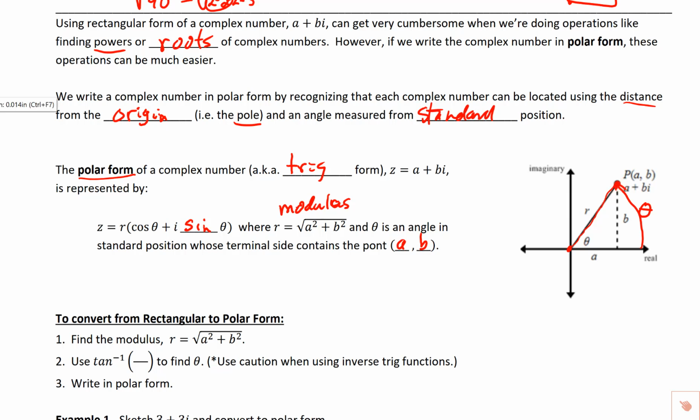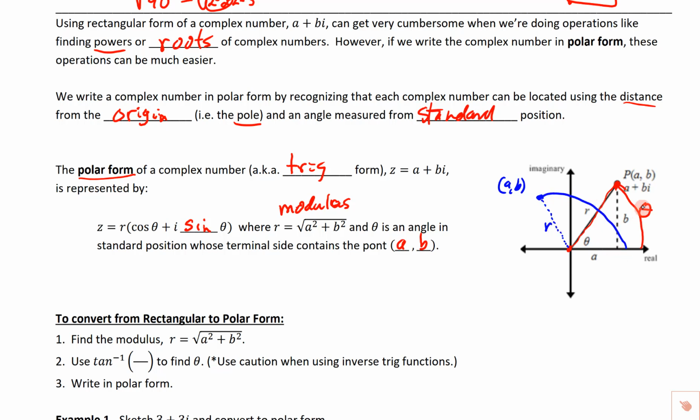Let's say I have the point a, b and it's over here. Okay, so I'll do an a and a b over here. In order to write that in trig form, I would need to know two things. I would need to know the modulus. I'd need to know how far it is from here to here. So I do an r right there. And then I need to know how much I would have to open up that angle. So that angle would have to go all the way over here.